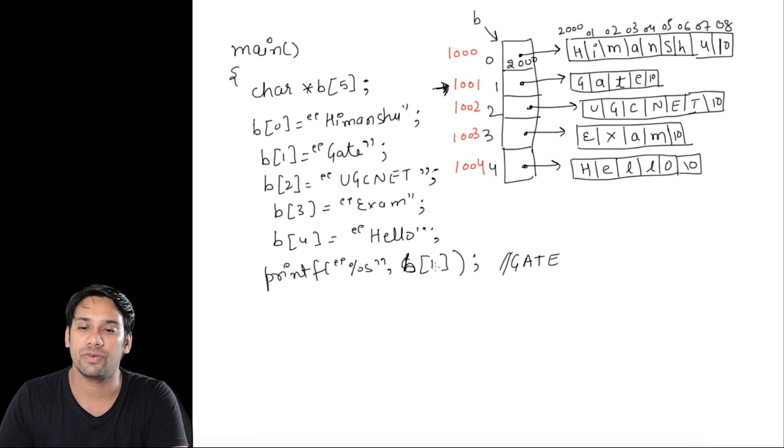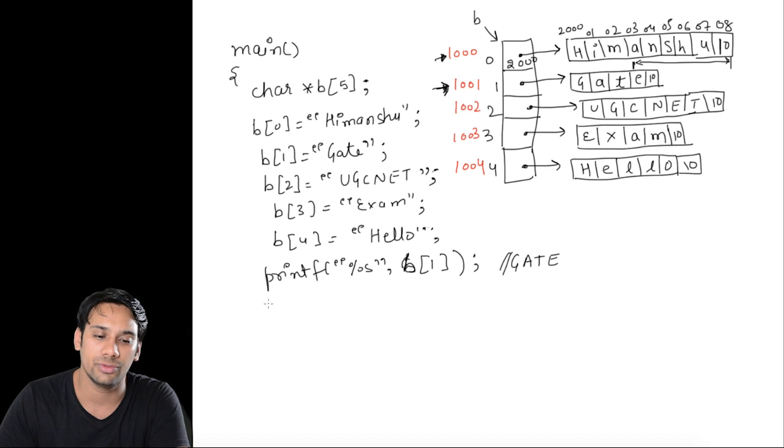Now what if we wanted to print this Anshu, that is ANSHU up to this null character, and we wanted to skip HIM? So how do you skip this HIM? To skip this, you have to add 3 to this base address 2000. And how do you get this base address 2000? You will get this base address if you try to access this index location 0 from this array B.